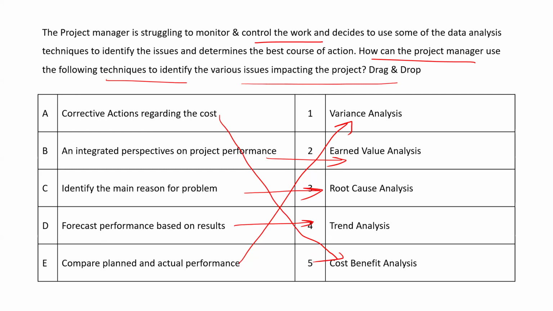So B, C, and D were having their appropriate answers. The twist was only in A and E, which are vice versa to them. Got the point? Anyone have any doubts? You can raise your hands, then we can go further. Great, no doubts. Let's proceed further.